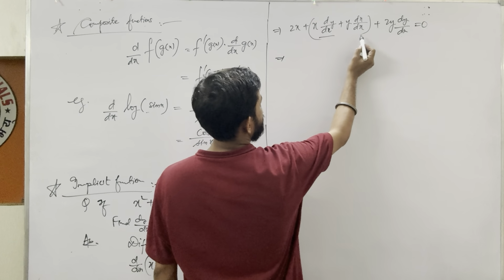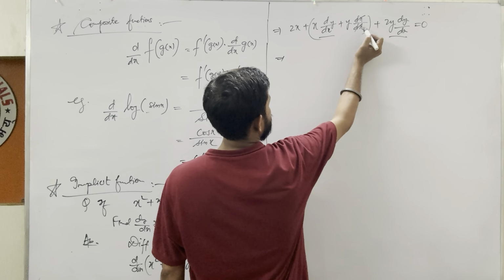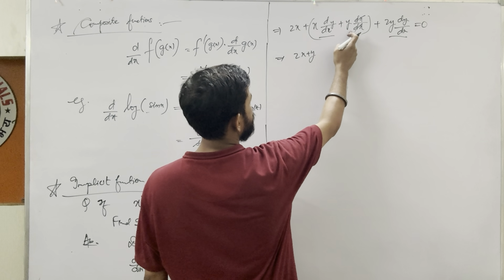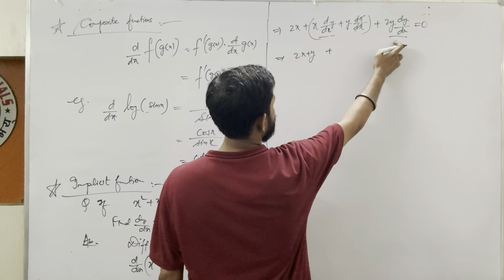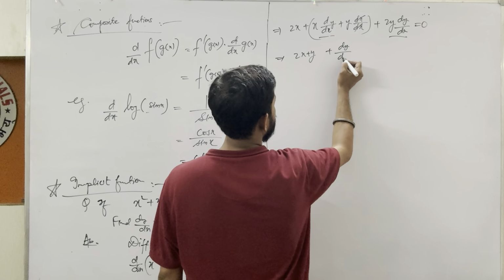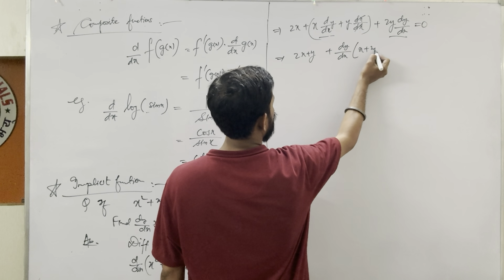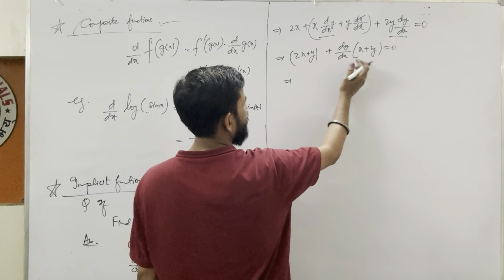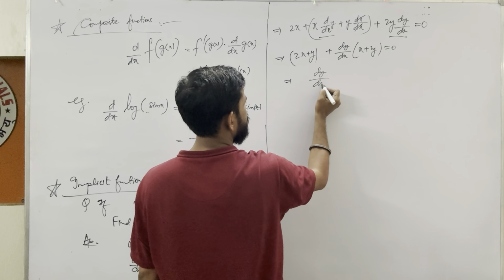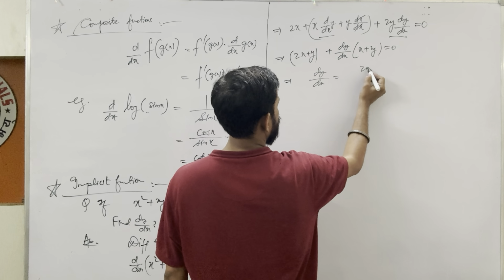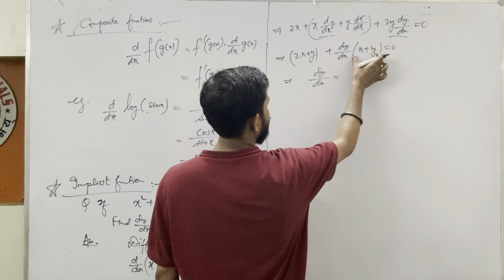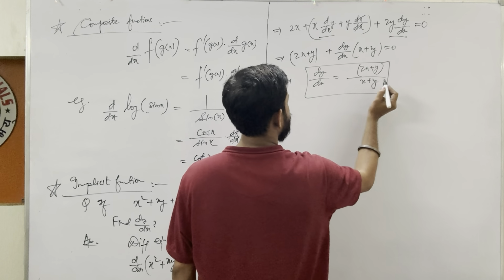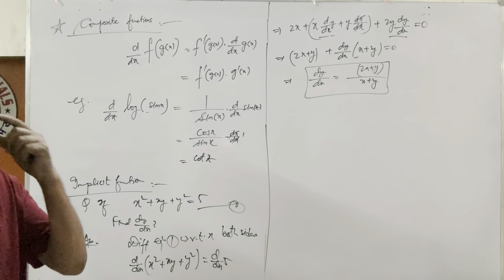Now you see, we collect this dy/dx, this is just 1, so it is 2x + y, and then we take dy/dx common here, so we get dy/dx into (x + 2y) equal to 0. I'll take this term on the right hand side, therefore dy/dx becomes minus (2x + y), and then we'll divide by this term x + 2y. So that is how one differentiates implicit functions.